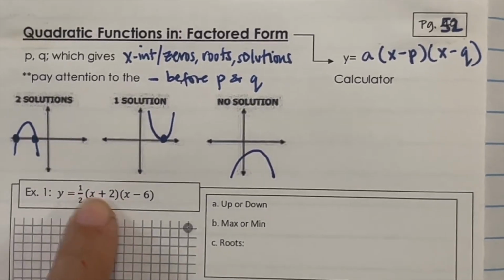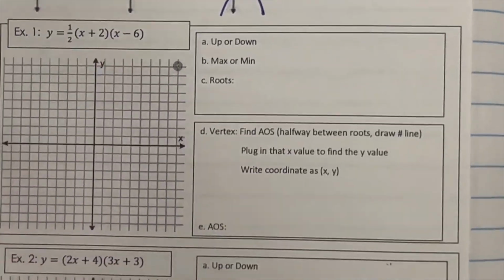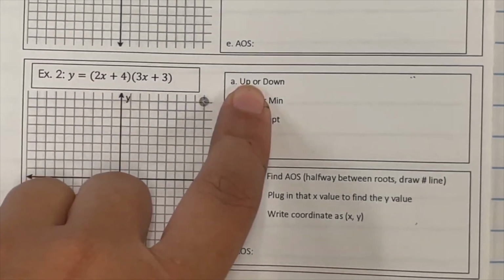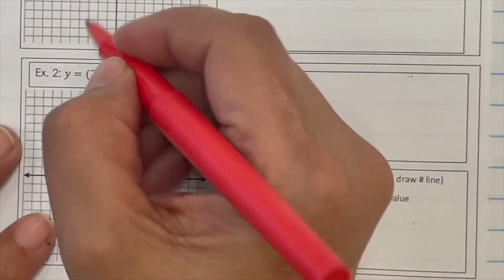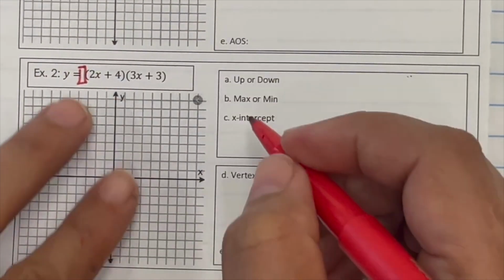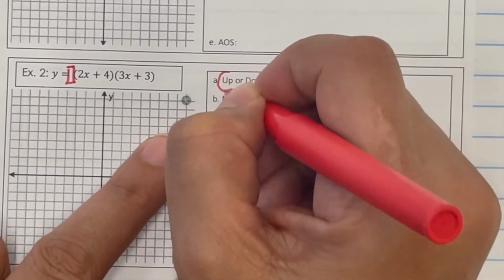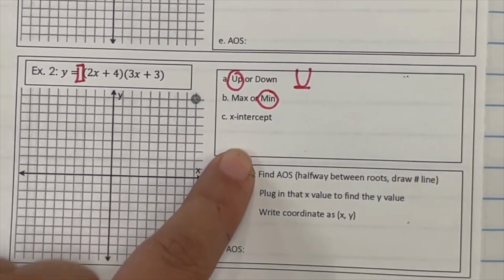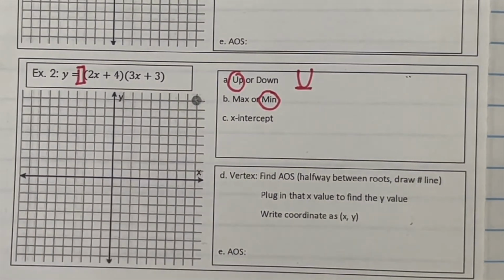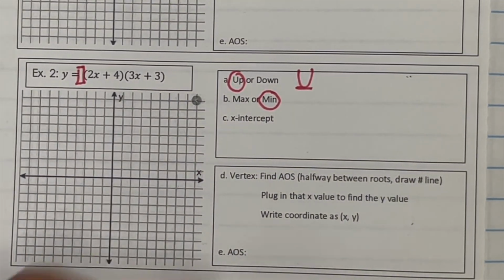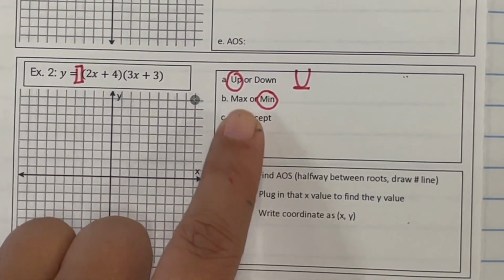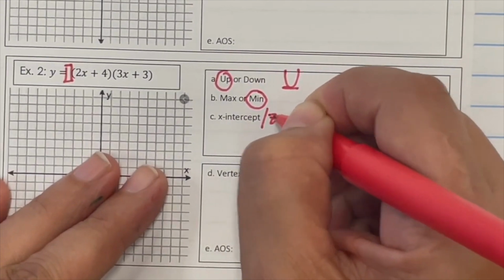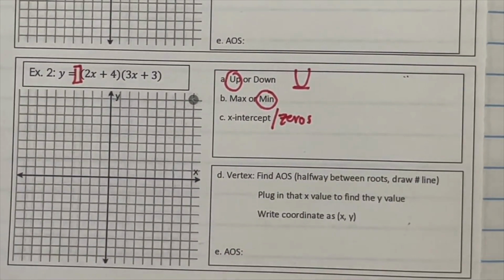All right, so I'm going to show you the harder one, and then you can do example 1. So I'll do example 2. All right, so as always, a is what tells you if it's up or down. So what is a in my case? Invisible 1, so it's positive, so this is up. So it has a minimum. All right, the new thing to do is looking at factored form. If you remember, another word for x-intercepts is also roots, solutions, and zeros.